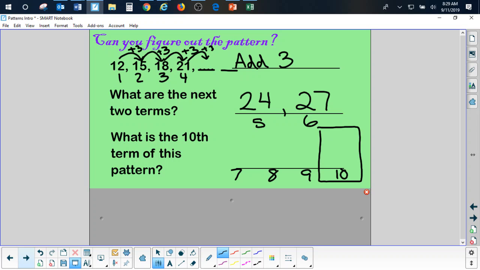So continuing that pattern that we figured out, which was add 3, we are at 27. If we add 3, we're going to get 30. Add 3 again, that's 33. Add 3 again, that's 36. And add 3 again, that's 39. So the answer we were looking for is the 10th term. So our answer in that case would just be 39.